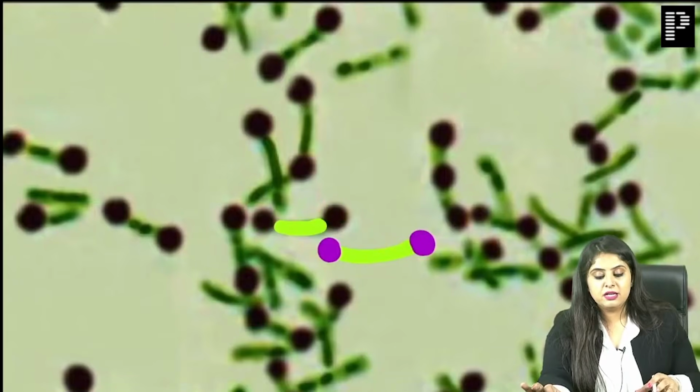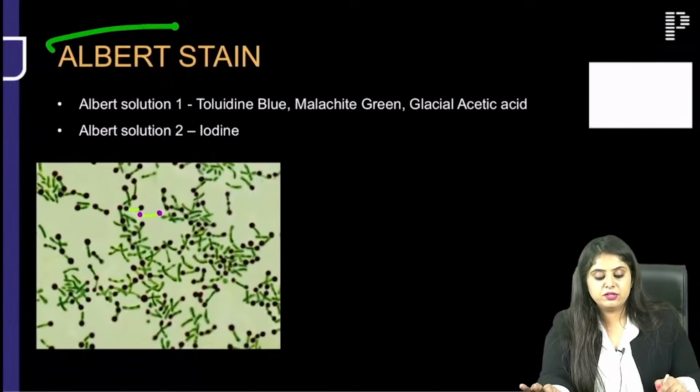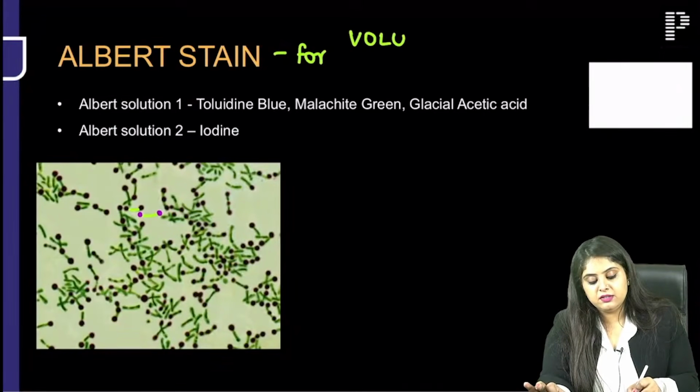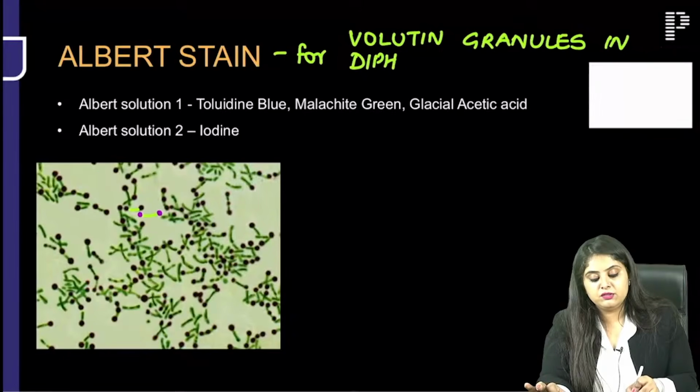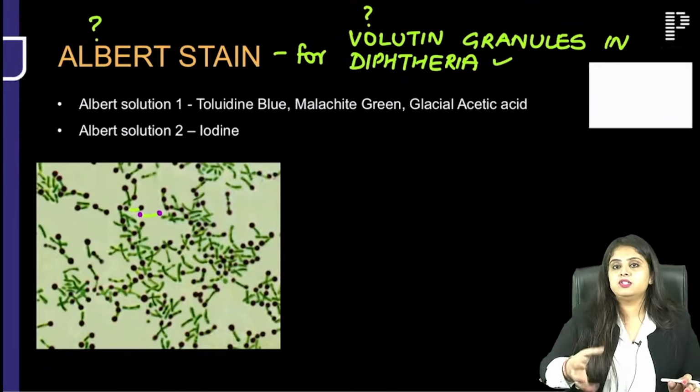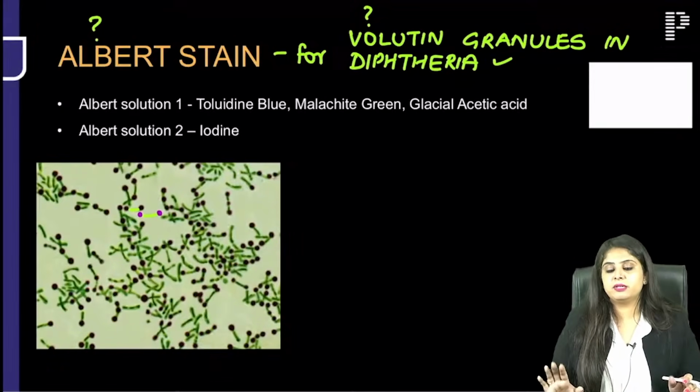So if you are asked, Albert stain is done for the staining of what? Please remember, Albert staining is done for staining the volutin granules in diphtheria. So now let me tell you two things. What is Albert stain? What is volutin granule? Diphtheria, you have told me. Anish has also told us it is a respiratory infection.